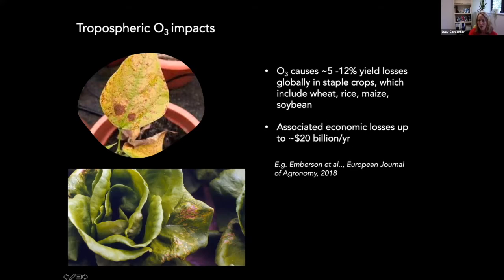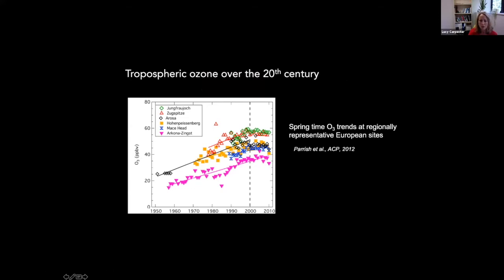That's a massive economic loss to the world, estimated to be $20 billion per year. And again, it's particularly prevalent in countries such as those in Southeast Asia, where ozone levels are high, and that loss of crop yields is really important to their economies. So it's a really kind of triple whammy effect then of ozone.